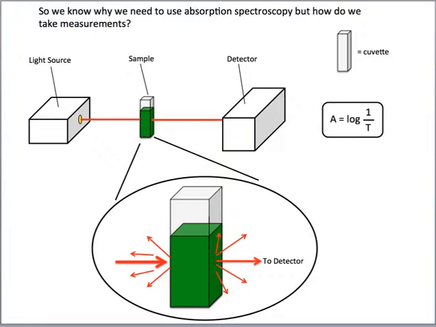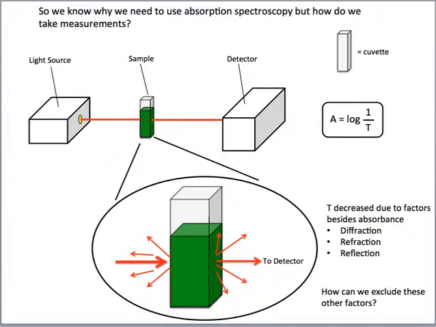One of those is that light is caused to go other directions than the detector for other reasons besides absorption. There are other reasons that light does not reach the detector besides being absorbed by the sample, namely reflection, refraction, and diffraction. Basically, as the light travels through the solution and the cuvette itself, it gets scattered.